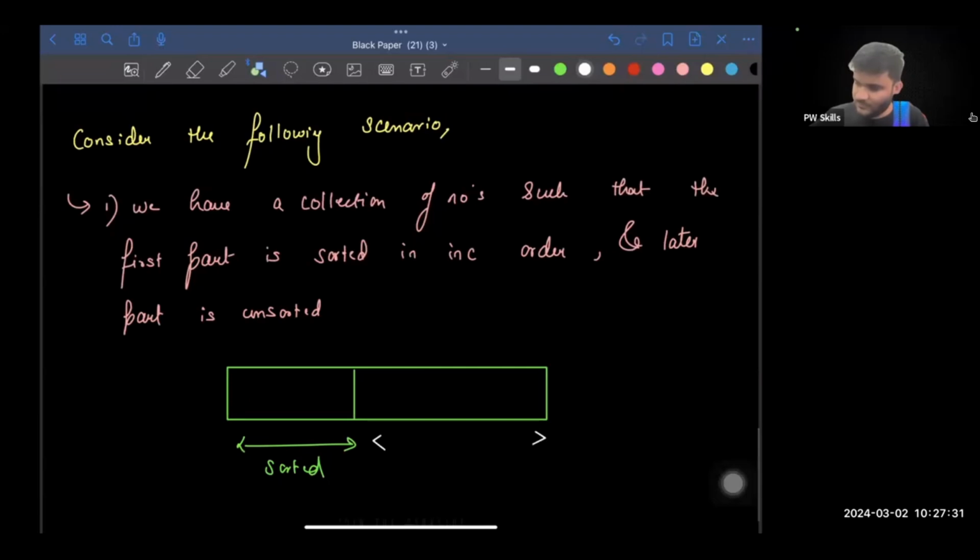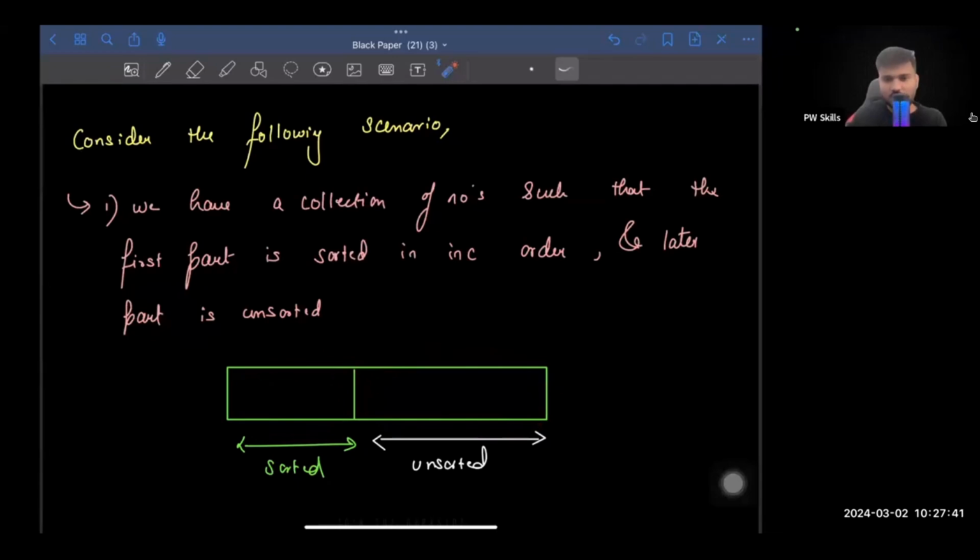This much part is, let's say, unsorted. Some initial part is sorted. The remaining part is unsorted. Okay. This is the first scenario.